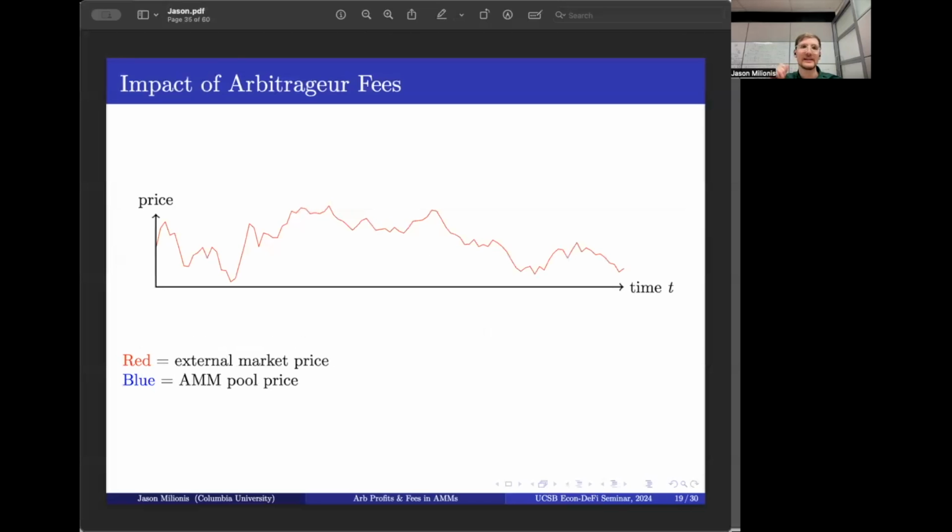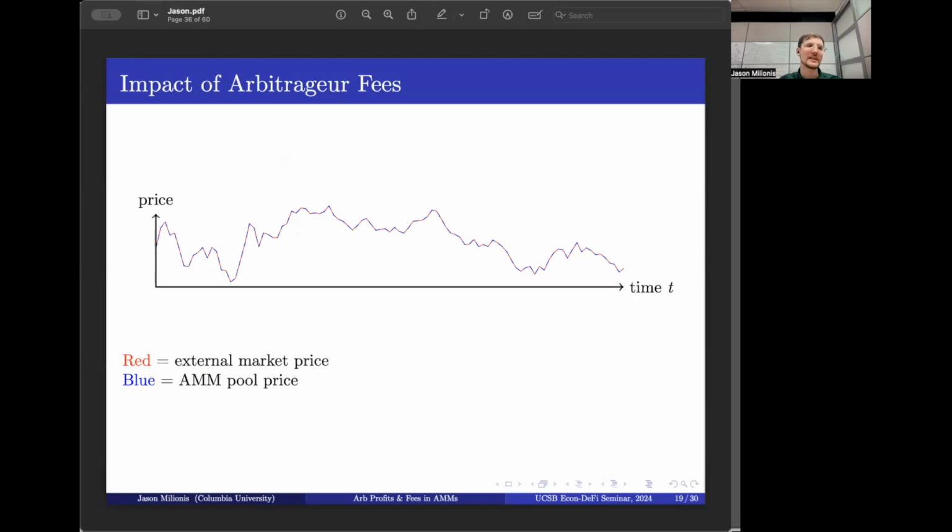So first, again, what you see here is the external market price in red, and we're going to depict the AMM pool price in blue. So what happens, as we said previously, when arbitrageurs rebalance the price continuously in the pool without paying any fees? Well, you would see that the two curves would be exactly the same. So the blue curve is overlaid on the red curve perfectly.